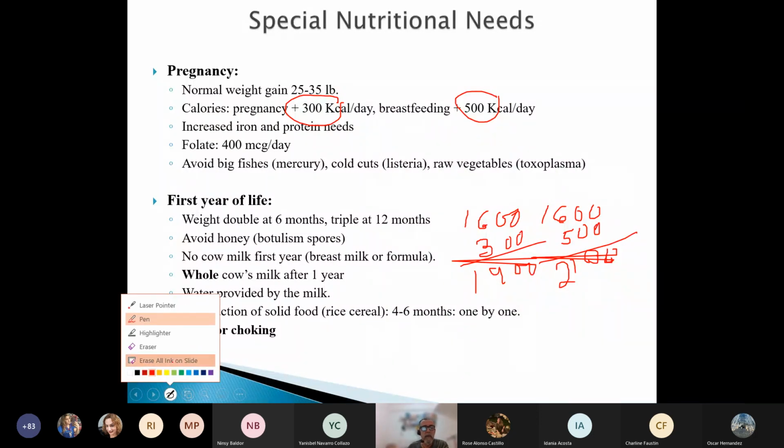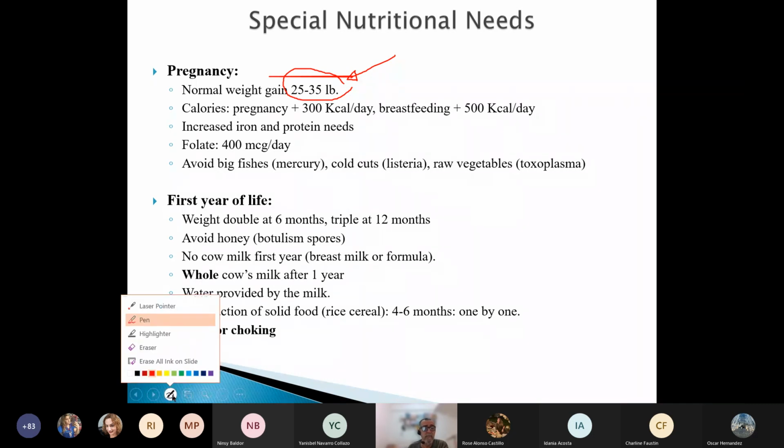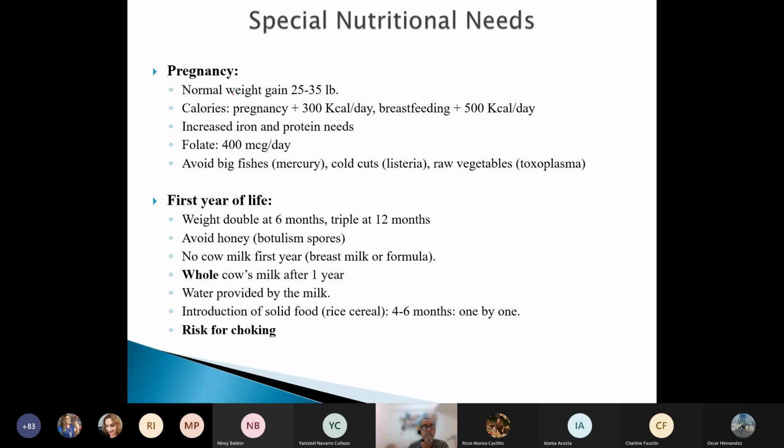The other value that you need to memorize is how much weight should be gained in a normal pregnancy. 25 to 35 pounds. I've seen a lot of tricky options, 20 to 30, 22 to 32, something like this. Take care. This is the right answer to those questions. Very repetitive. How much should be the weight gain of a normal pregnancy? And I already mentioned that you need increased iron, proteins, folate in the diet.